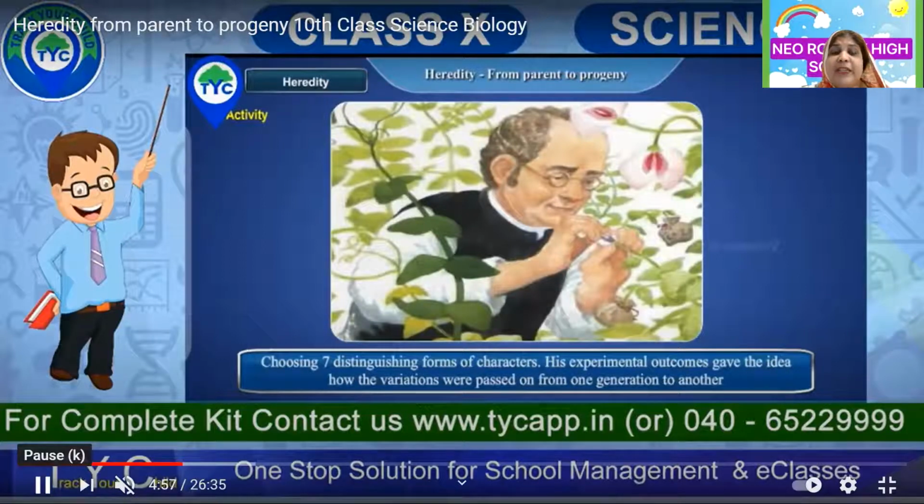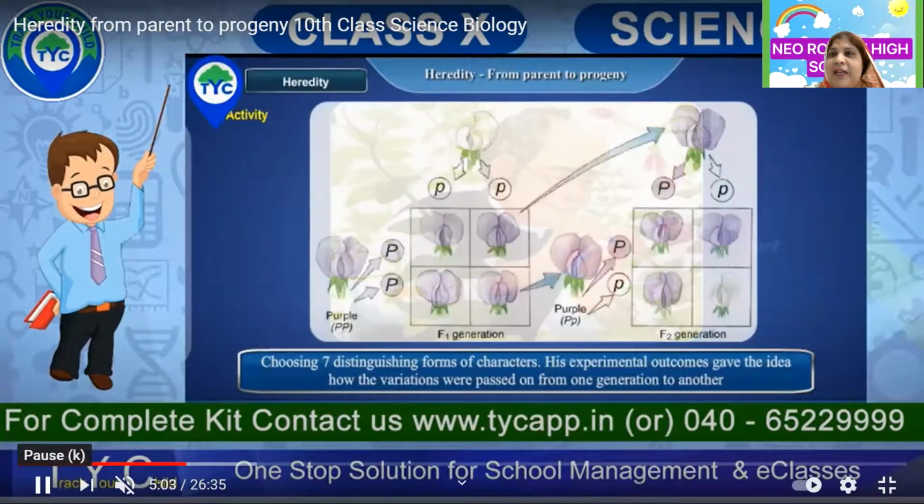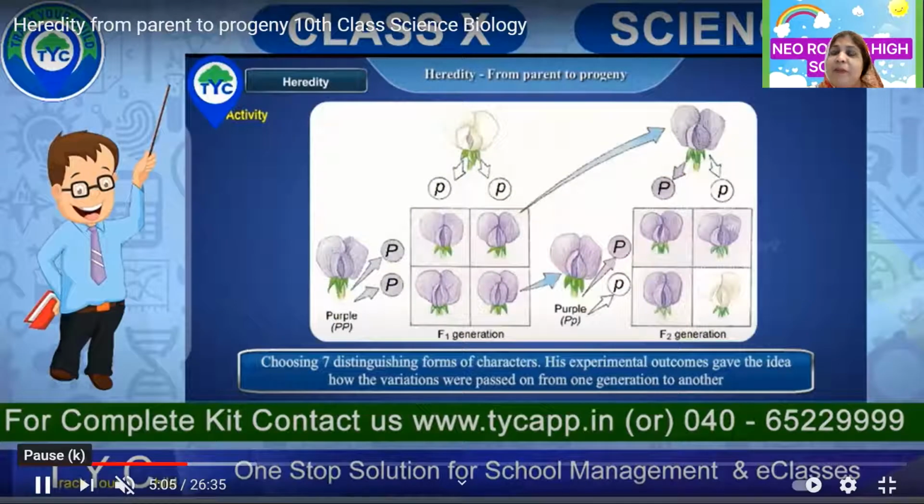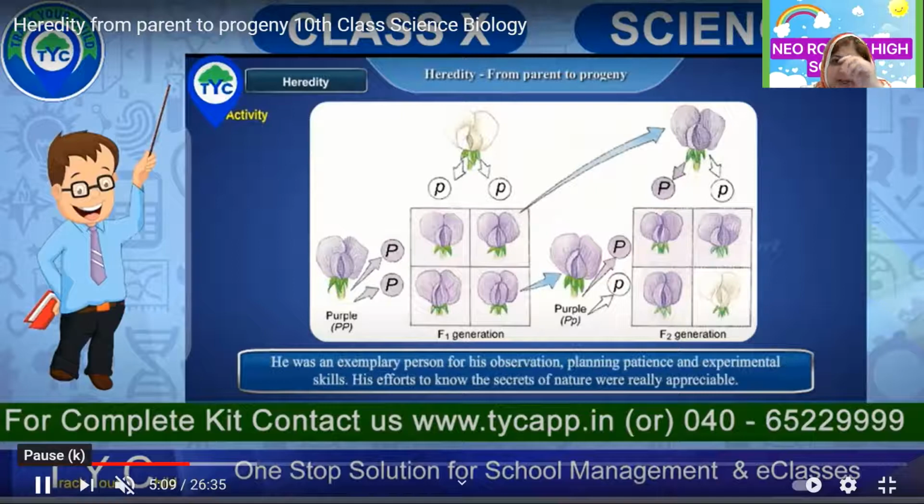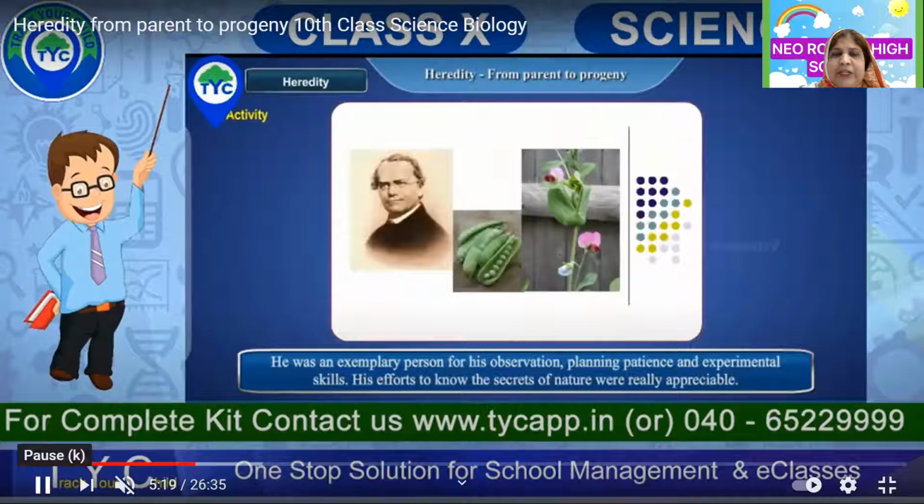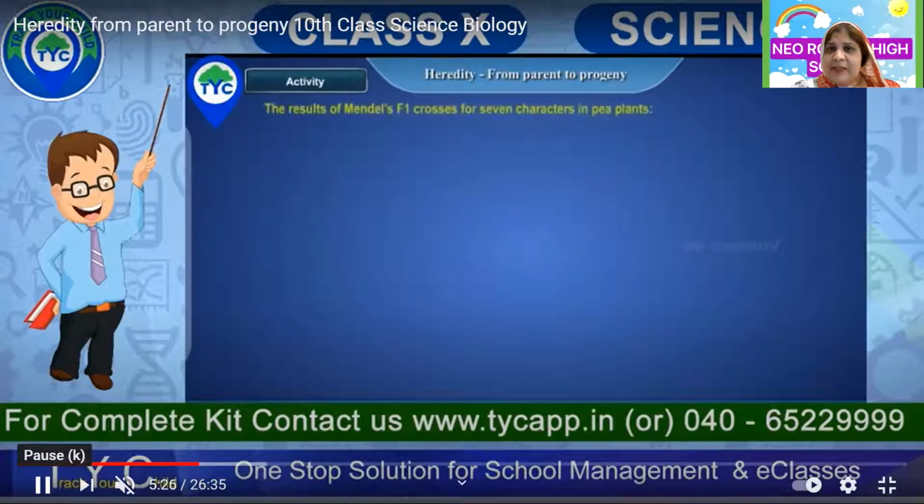And what he did, he chose 7 distinguishing forms of characters, and his experimental outcomes give the idea of how the variations were passed from one generation to another. For example, he took the F1, first generation, purple colored flower, and then in the F2 generation, he saw the variations after the self-pollination. He was an exemplary person for his observations, planning, patience, and experimental skills.